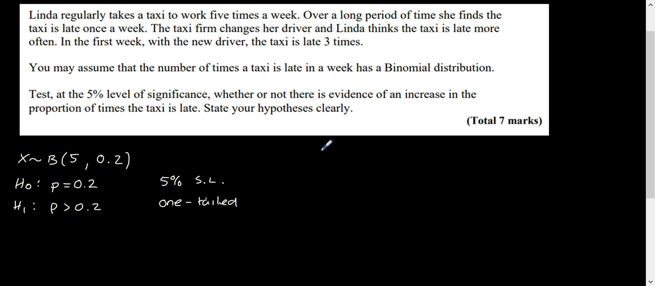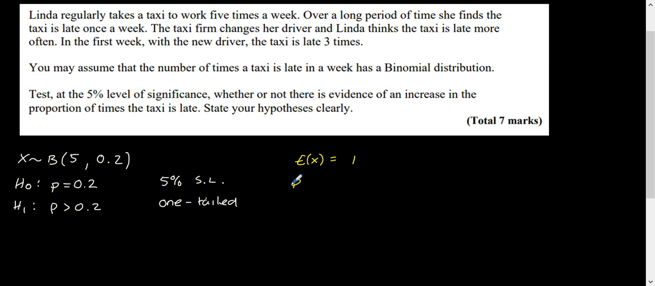Okay. So firstly, it makes sense to find our expected value of X. If we have a number of trials 5 and a probability of success 0.2, the mean, the expected outcome, is going to be 1, 5 multiplied by 0.2. And actually, you can see that as well from the question. Over a long period of time, she finds the taxi is late once a week. That's the expectation, that it will be late once. And we use that expected value to start our trial and improvement process, if you like.